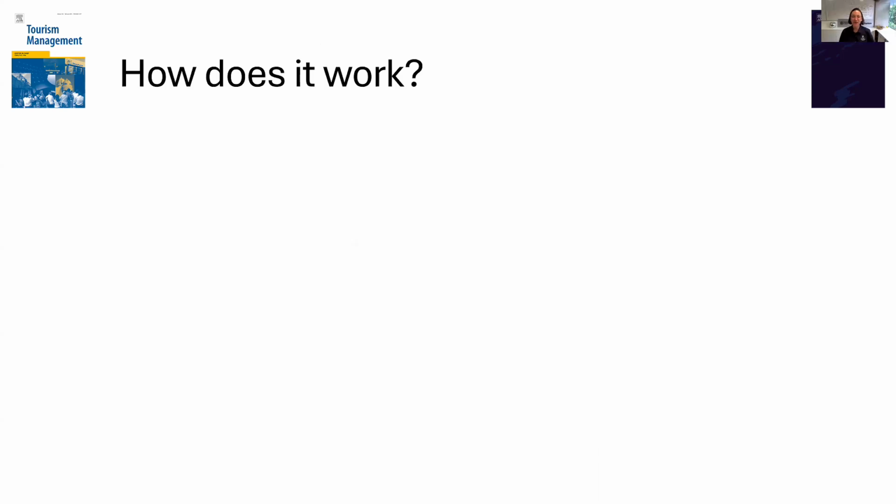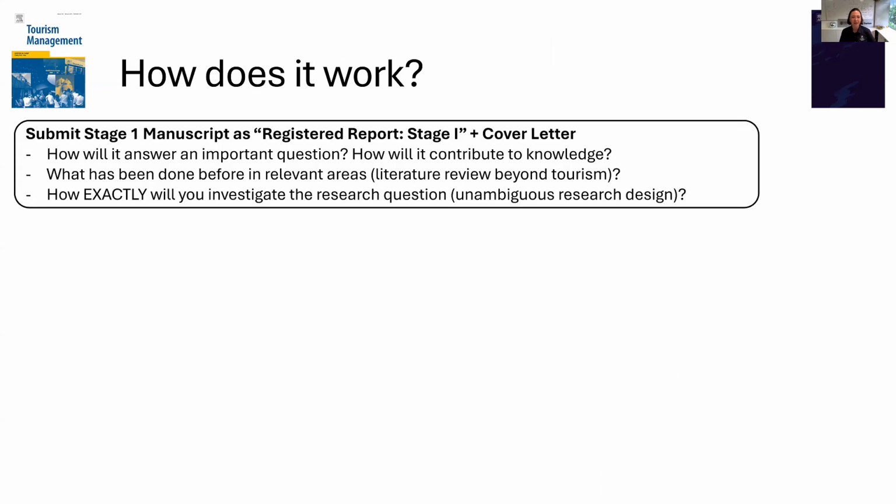All right, thanks, Robert. So now let's have a look at how this works. Robert's already briefly described it. So we have a stage 1 and a stage 2 submission process. In stage 1, you submit the manuscript as registered report stage 1 with a cover letter. And here's what it needs to contain.